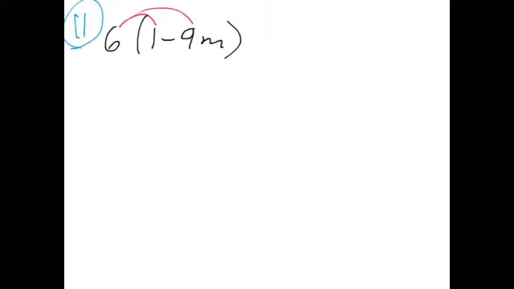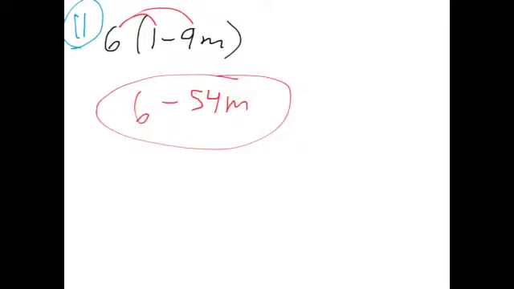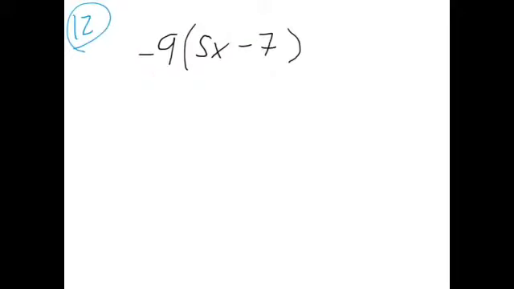On 11, we're now into distribution. This 6 out front of the parentheses has to be multiplied by everything inside, and that's how you get rid of the parentheses. So 6 times the 1 is going to give you 6, and then 6 times that 9m is going to give you 54, and that little subtraction sign in the middle can just stay there. And make sure you keep the m with the part that gets multiplied by the 6.